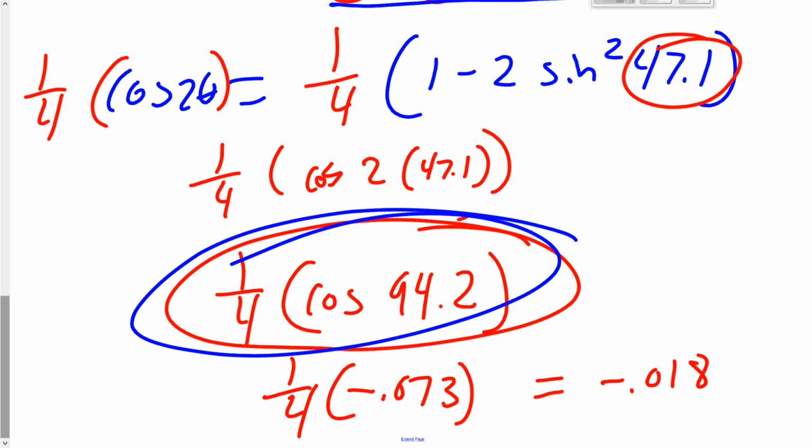Okay, so that's how you do the double angles. I'll do another video about the half angles.